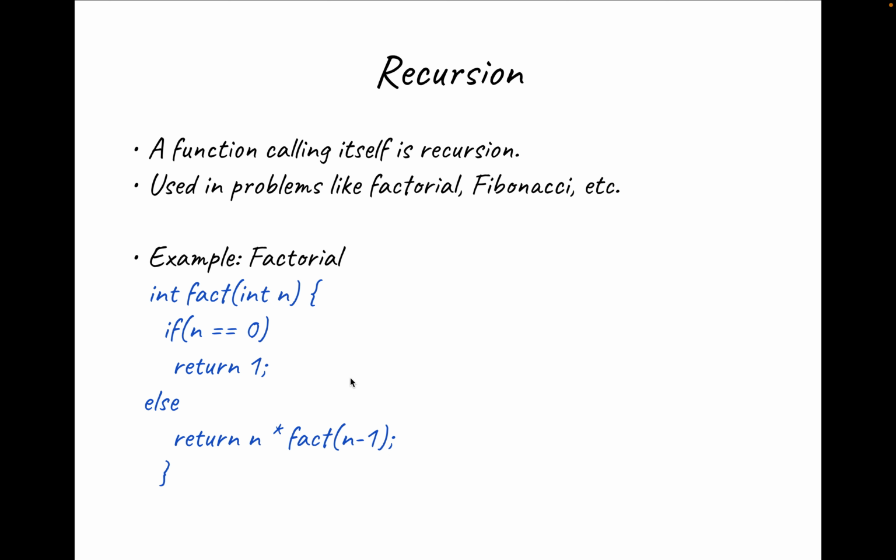It will repeat until the value of n equals 0. If n equals 0, then it will return 1 and will not call itself. This is the recursion. This function is calling itself. This is a repeated task.